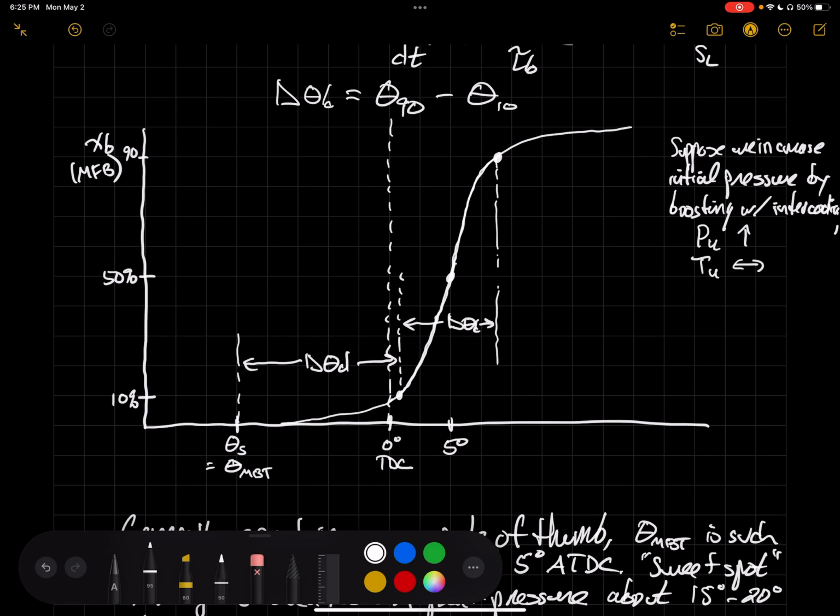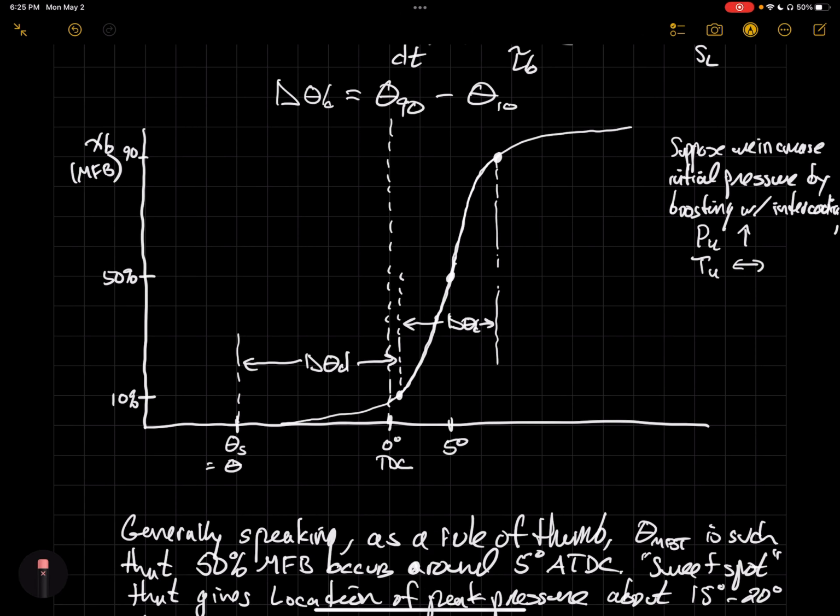And so if I were to then plot on my mass fraction burn curve this same situation, I now have basically the same burnup rate, the same rapid burning period, the same 10 to 90% burning period with my high pressure case as my low pressure case, but I have a longer flame initiation period.